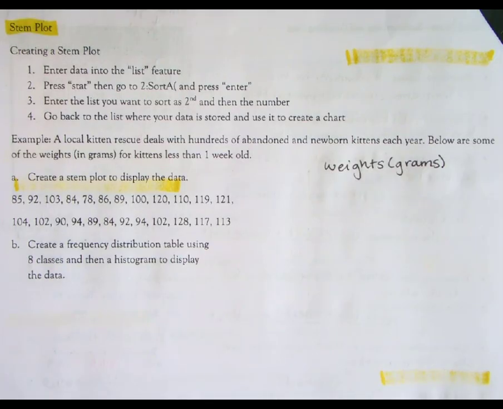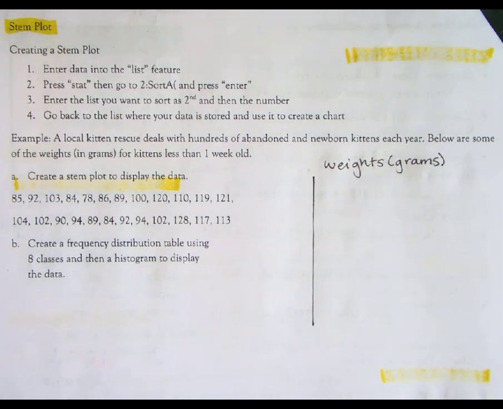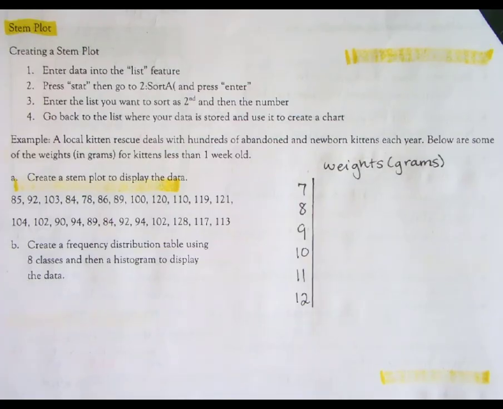First, we want to give our chart a name. Here we have the weights in grams. Next, if you skim through the data, you're going to see that the lowest value is somewhere in the 70s, and the highest value is somewhere in the 120s. So our stems are going to go from 7 up to 12.